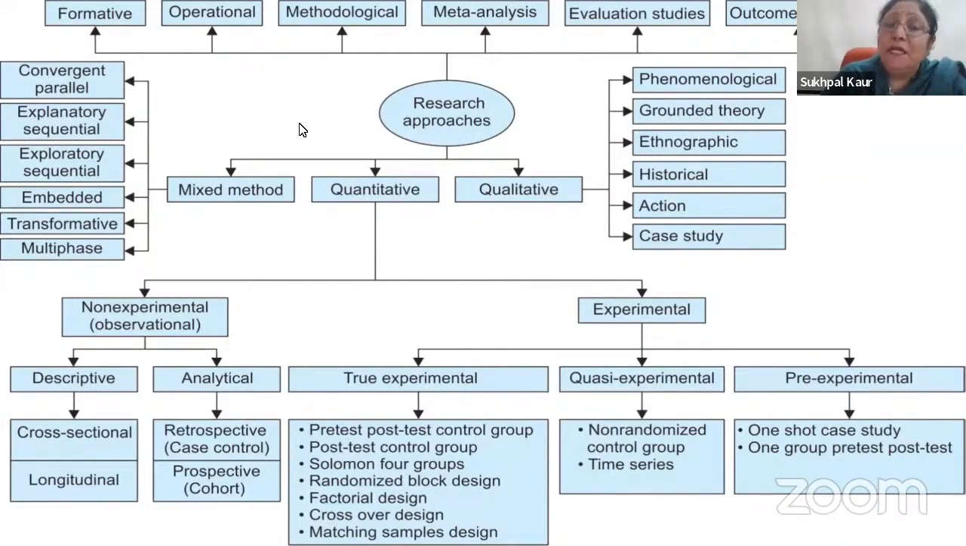In nursing, we conduct many methodological research designs, and nowadays meta-analysis, meta-synthesis, and many systematic reviews are also being undertaken by a number of nursing experts. But the majority of the time, formative, operational, evaluation studies and outcome studies are also being conducted by nursing experts, but comparatively less. So here I have just given you an overview of various types of research approaches, and the particular type of research design under each approach. Let's move further.